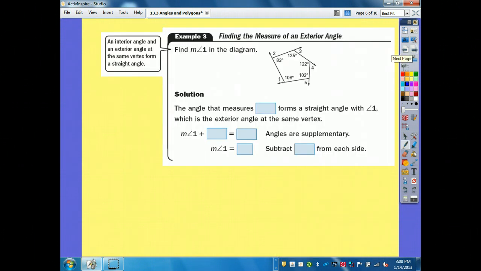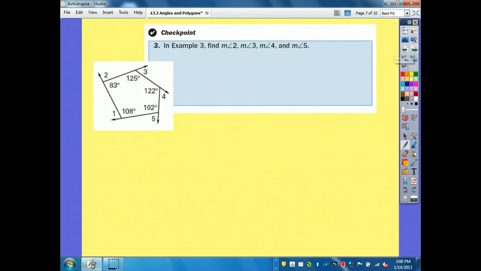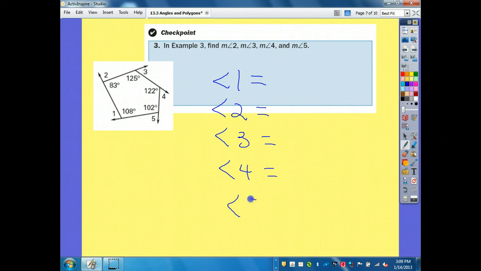All right, so now on this example 3, finding the measure of an exterior angle. Well, they're all not congruent on the inside. We have different measures of all of them on the inside. So how am I going to find measure 1? Actually, I'm going to go to the next page because the next example they ask me for all of them. So angle 1 equals, angle 2 equals, angle 3, 4, and 5. How am I going to find these?